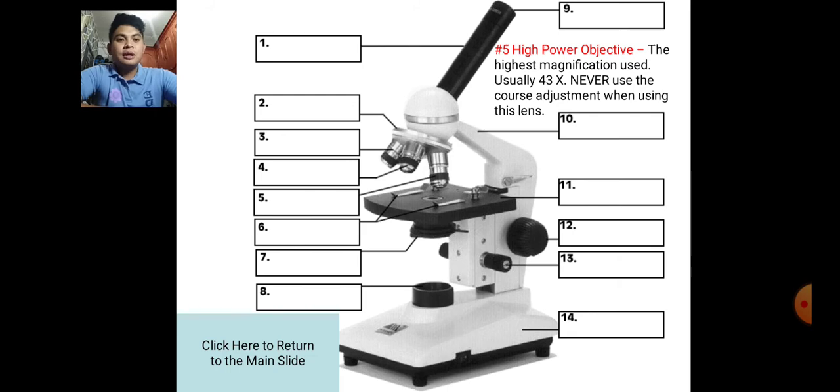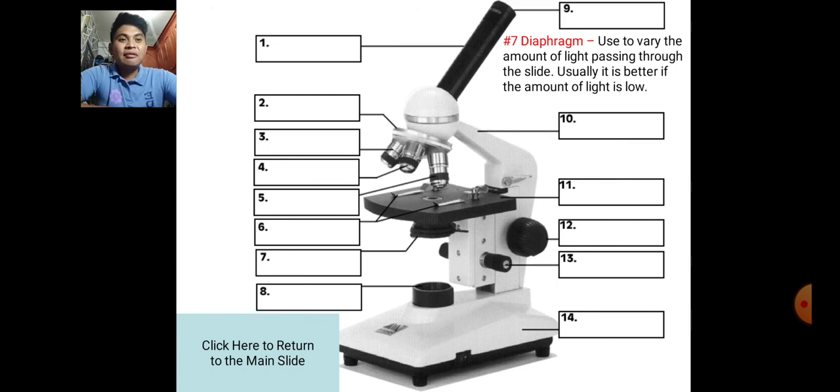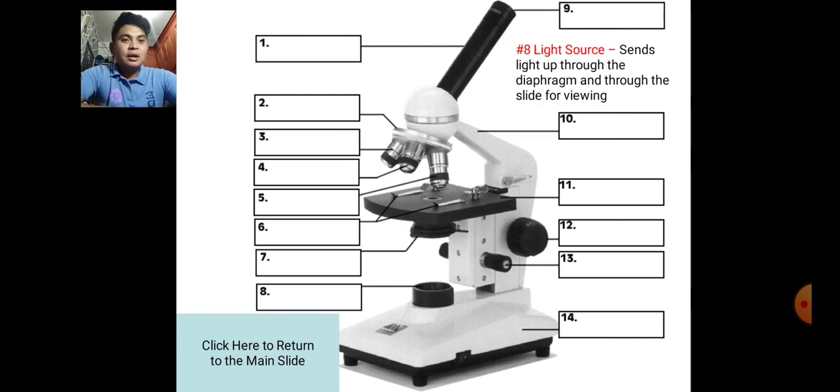Okay po. And the number 6, the stage clips. It's used to keep the slide in place. Okay? Para hindi po gumalaw yung glass, kailangan po ng stage clip. Okay po. And next is the diaphragm, used to vary the amount of light passing through the slide. Usually, it is better if the amount of light is low. Okay? And lastly, syempre, the light source sends light up through the diaphragm and through the slide for viewing.